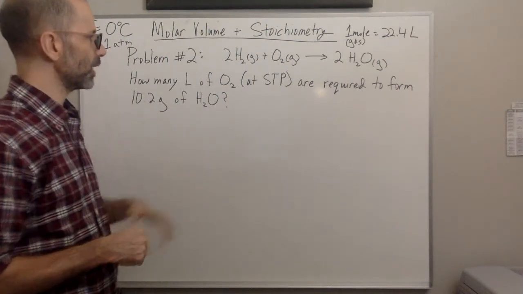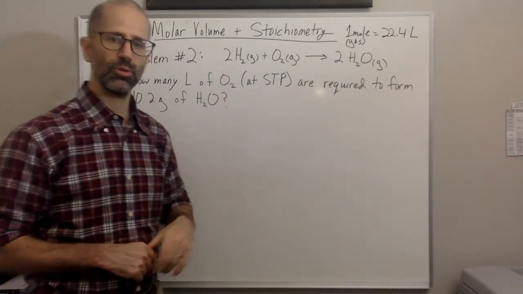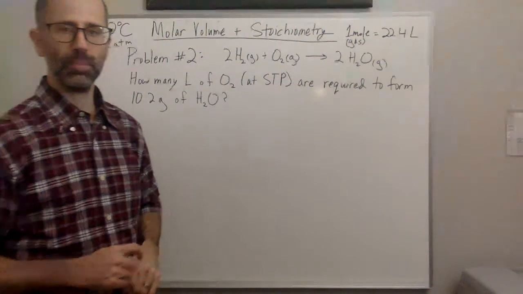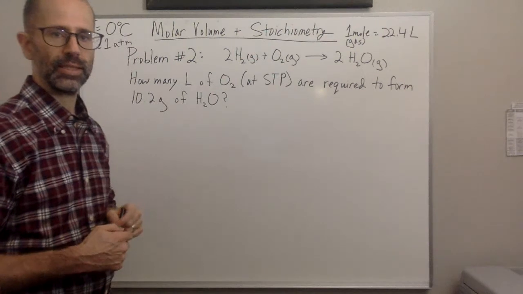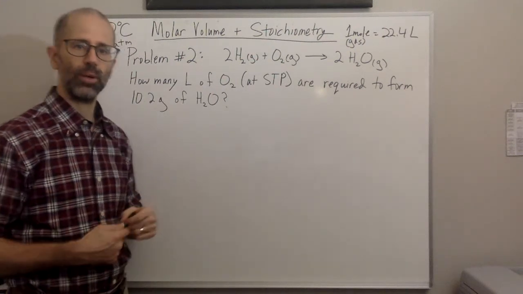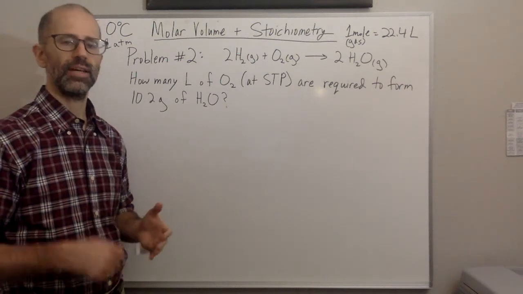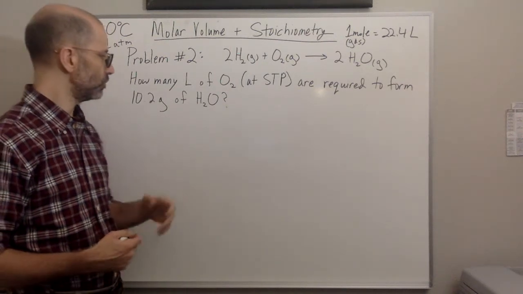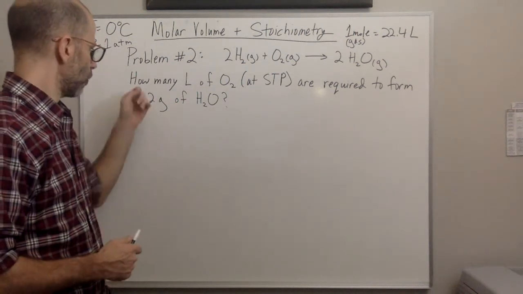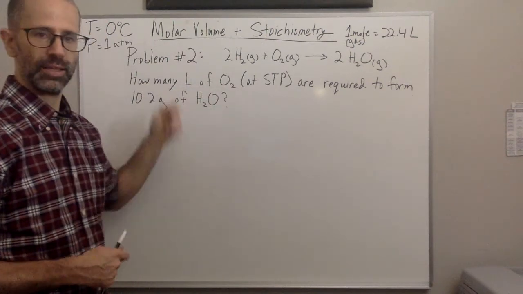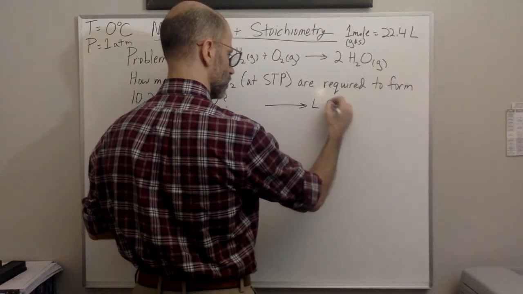Okay, so in this problem, again, we have the reaction of hydrogen and oxygen forming water vapor. And again, what I always say is that the question in the problem always tells you where to begin, or I shouldn't say always, 99% of the time it tells you where to begin and where to end. The beginning of the question tells you the ending of the problem. So how many liters of oxygen? That's where you're going to end. So we want to end at liters of oxygen.